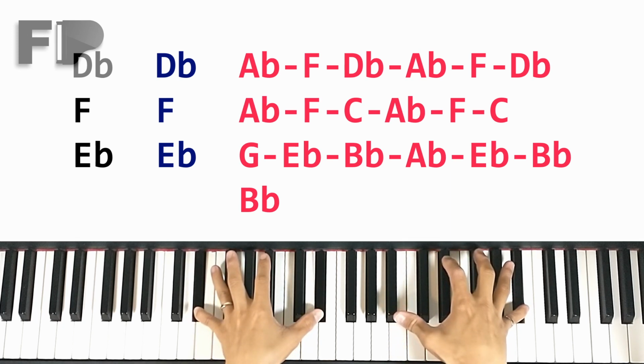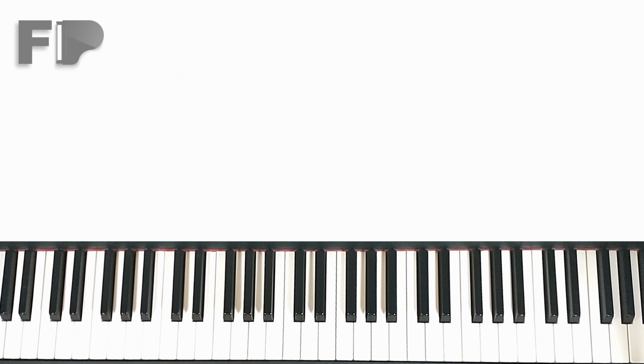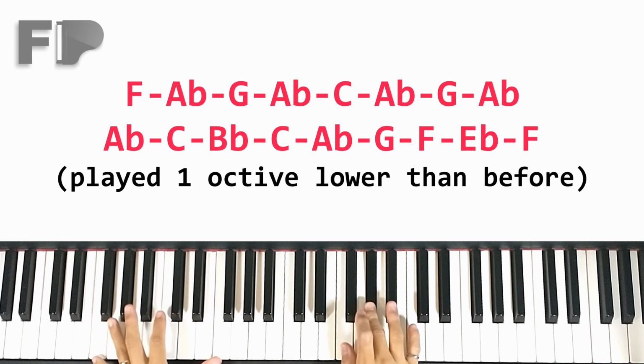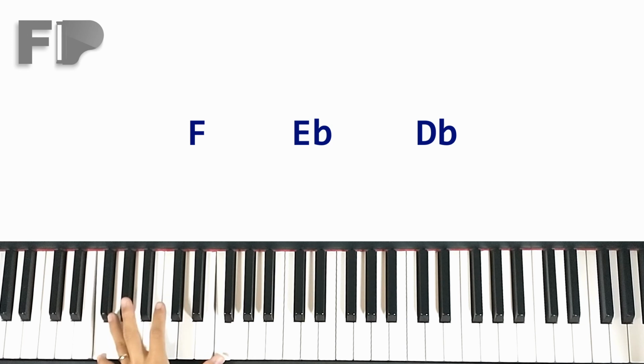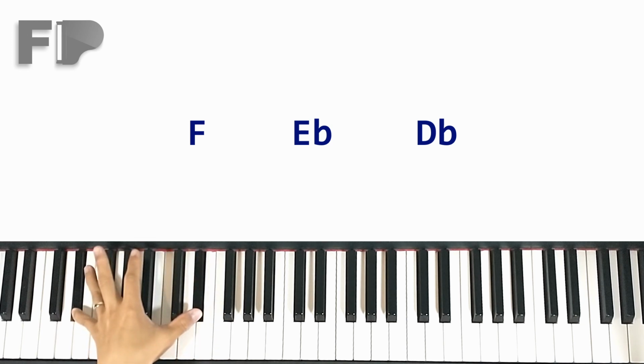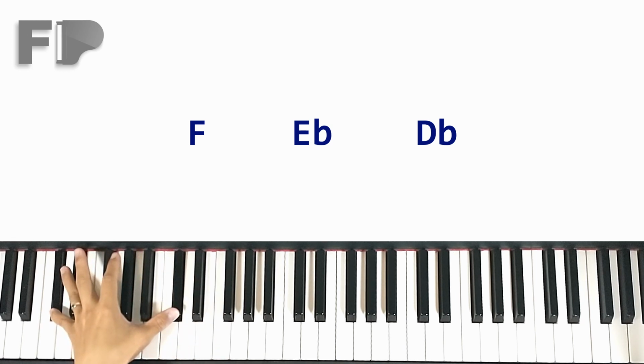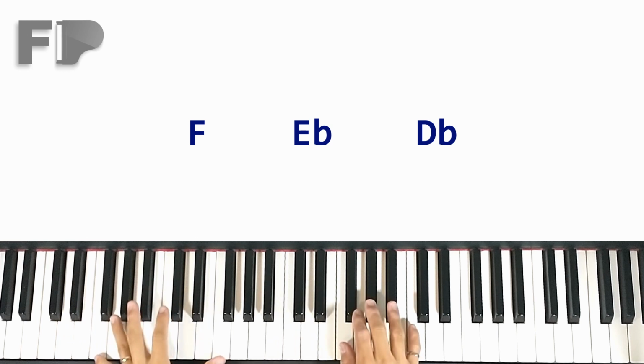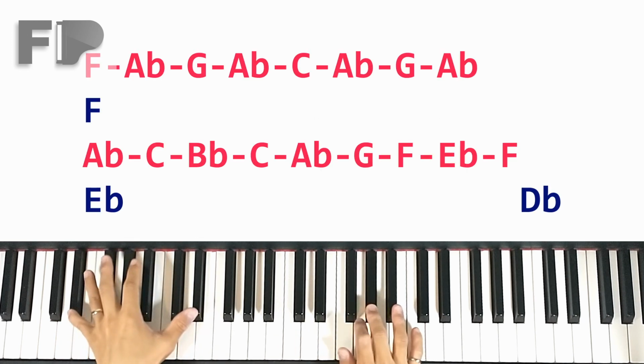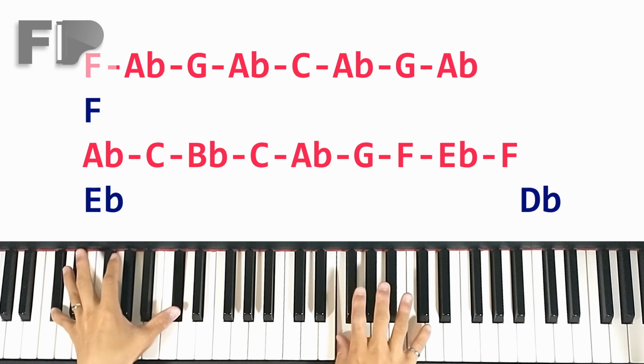This brings us to the instrumental section. We've already learned this, except we'll play this one octave higher. On the left, we'll play F octaves, E flat octaves, and D flat octaves with both hands together. Then we'll play this.